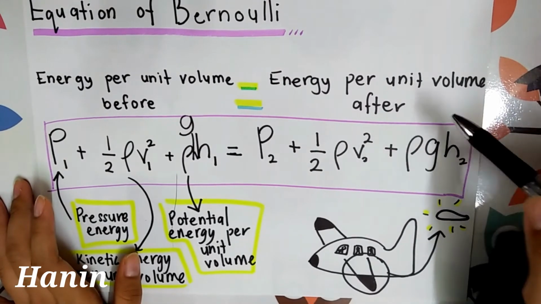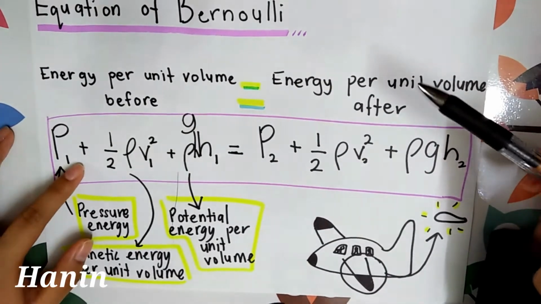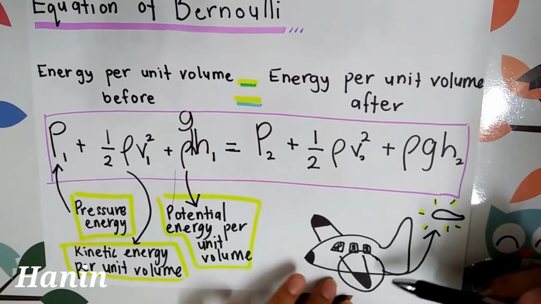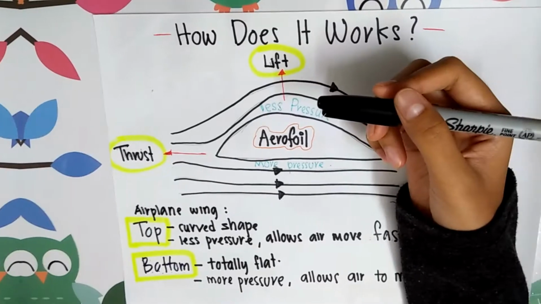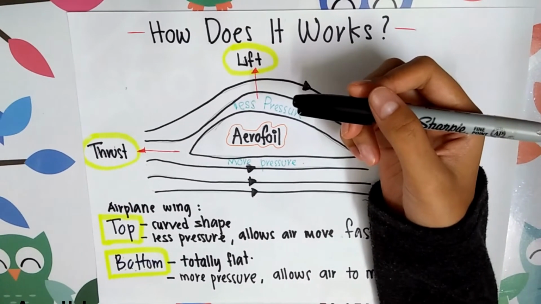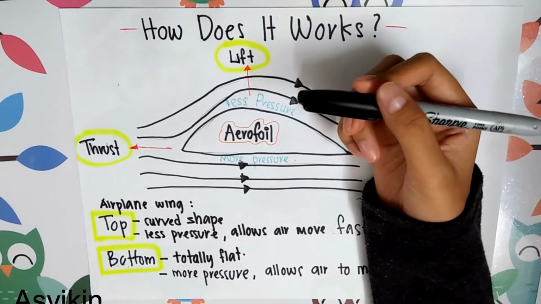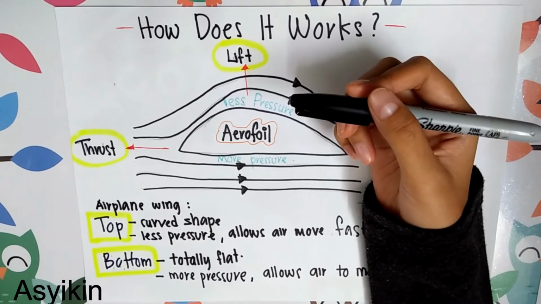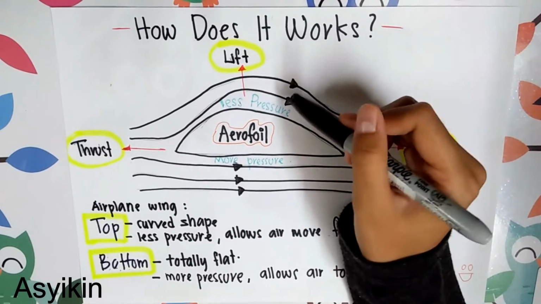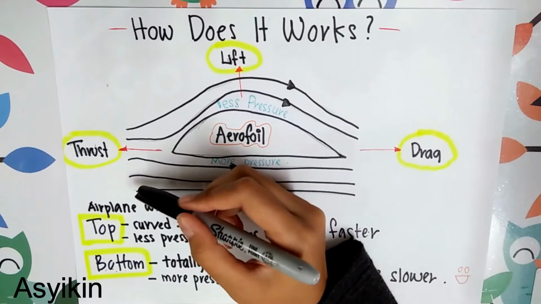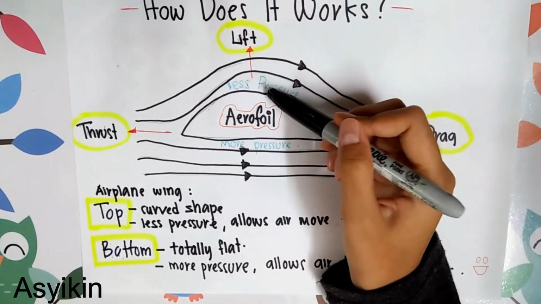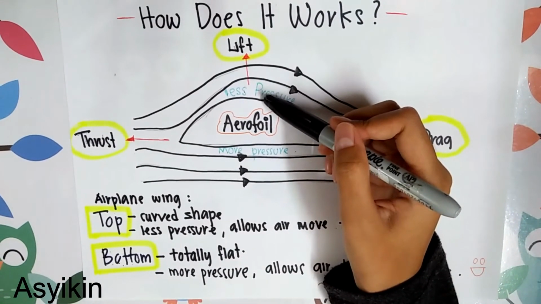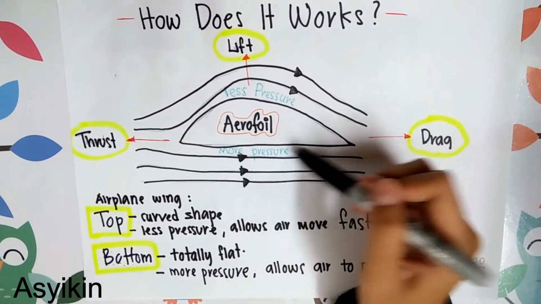So an example of the application is in the airplane, the aerofoil of an aeroplane. The main way that Bernoulli's principle works in air flight has to do with the architecture of the wings of the plane. There are two parts of the aerofoil, top and bottom. The top is a curved shape and the bottom is totally flat.